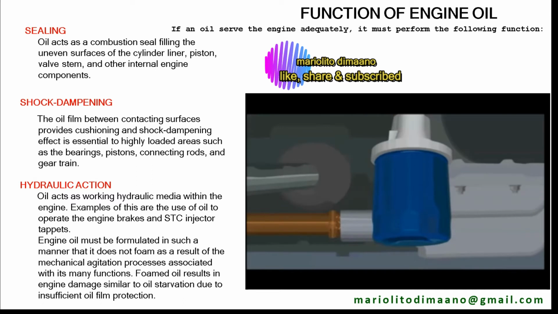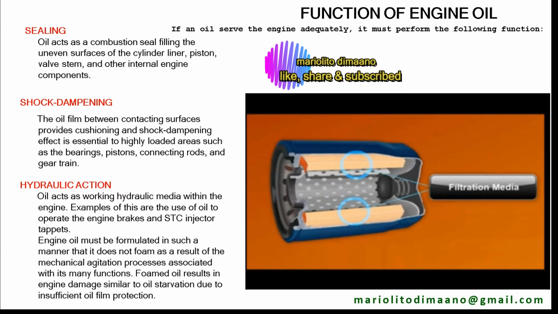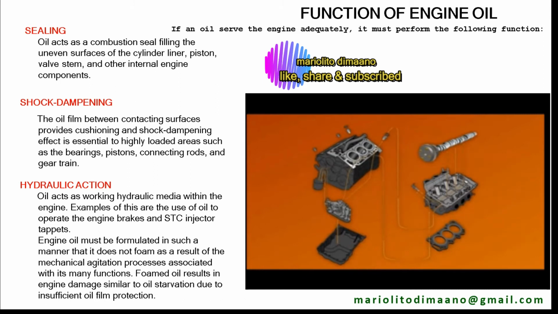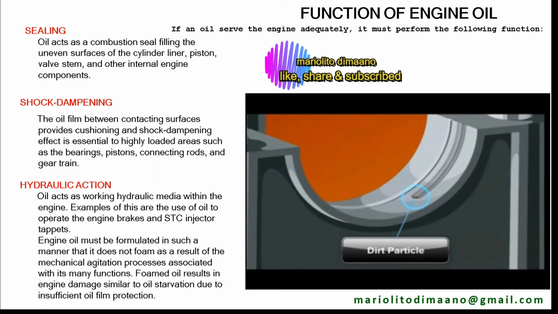From the oil pump assembly, oil flows to an oil filter. Inside, filtration media traps contaminants such as dirt or metal particles. If allowed to circulate in the oil system, these contaminants can cause wear on the bearing surfaces of the engine.